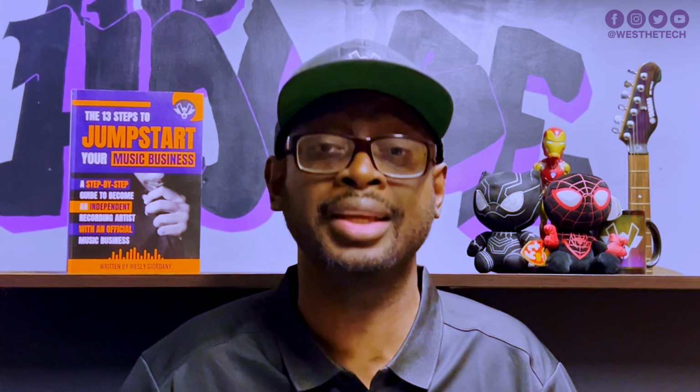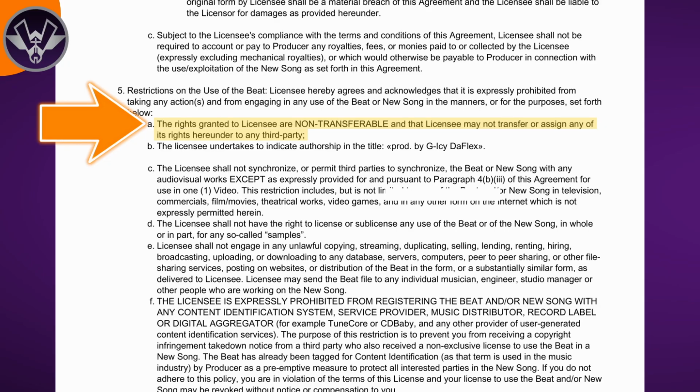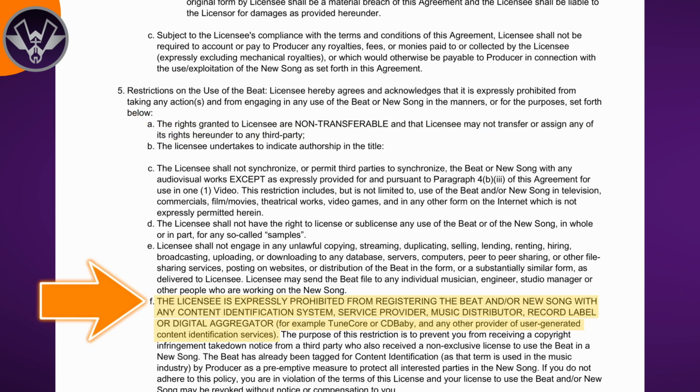Most Beatstars, if not all, Beatstars beats are non-transferable. So this is something that's important for you to pay attention to, again, when you're looking at your Beatstars contracts, right? Your leasing agreements. The next thing that you also want to pay attention to is this section right here, which is also all caps, right? The whole sentence is all caps, but it's important.